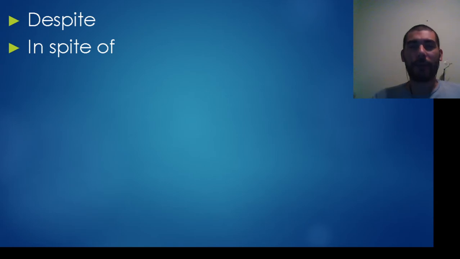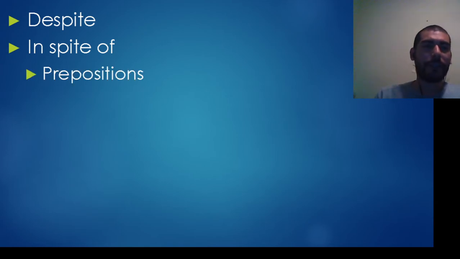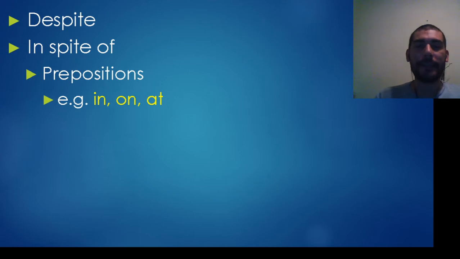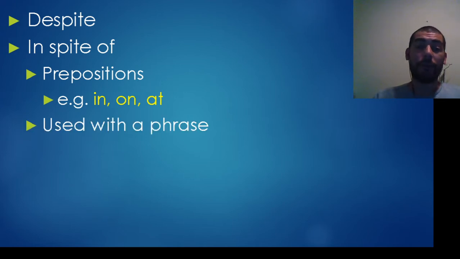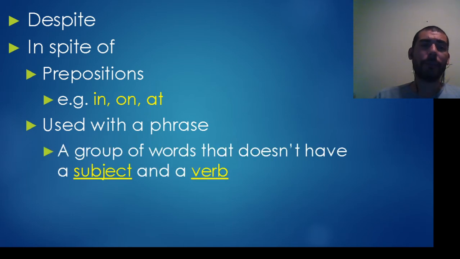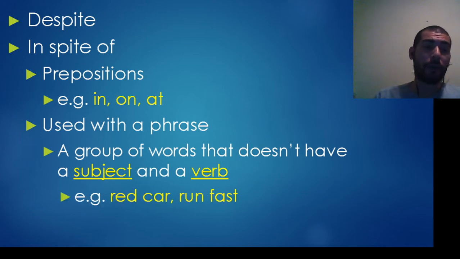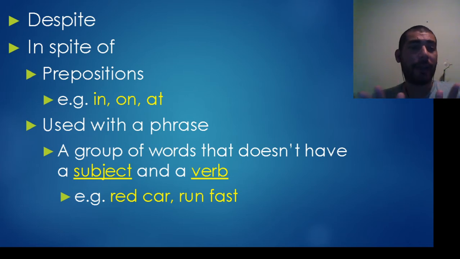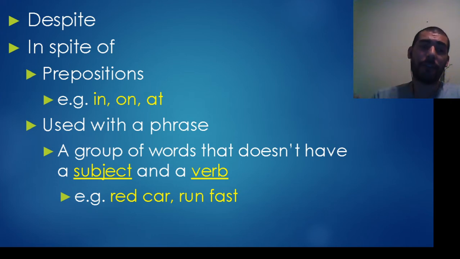Despite and in spite of are prepositions. A preposition is a word like in, on, or at, and we use them with a phrase. A phrase is a group of words that doesn't have a subject and a verb. So, for example, red car, run fast, right? Red car, we have an adjective and a noun. That's a phrase. And then we have run fast. We have the verb run and the adverb fast. That's another phrase. And we use them to show contrast.